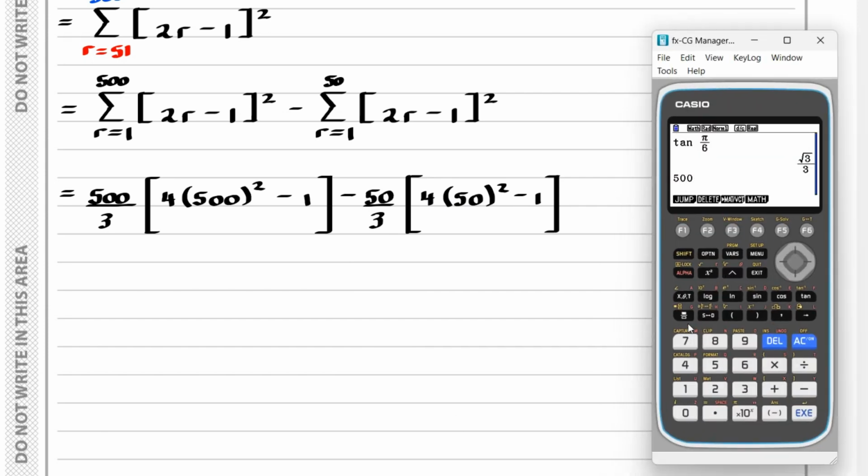I've got 500 over 3 multiplied by 4 times 500 squared subtract 1. Then I subtract 50 over 3 multiplied by 4 times 50 squared subtract 1. And it turns out I get a value of 166,499,850.